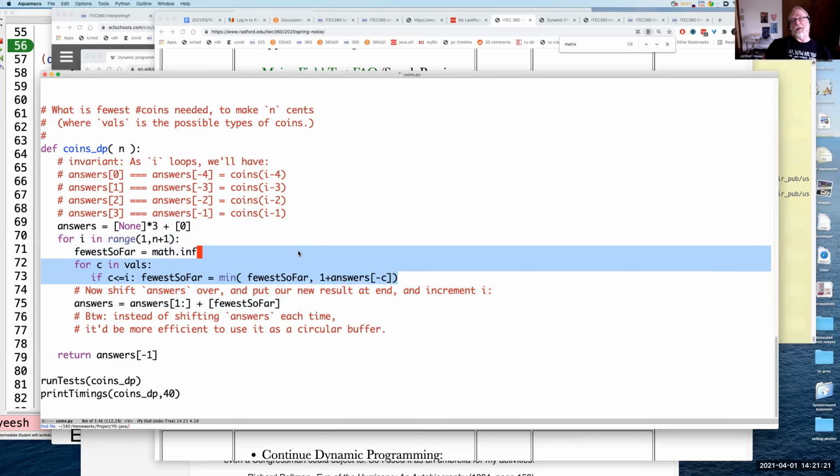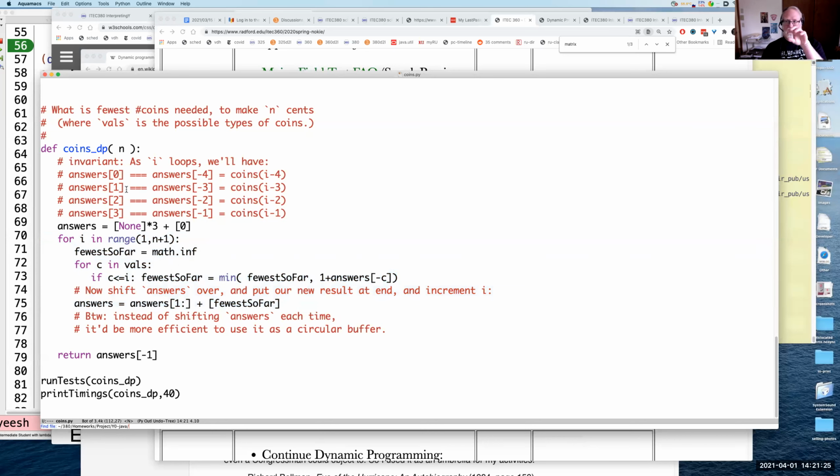So what do I need to do? The one other thing here is, okay, great, I'm computing coins of 57. I happen to have my array with coins of 57 minus 1, 57 minus 2, 57 minus 3, 57 minus 4. Now I increment I, and so I need to take this array of 4, and I want to get these 4 values. So I want to basically take these 3 values.